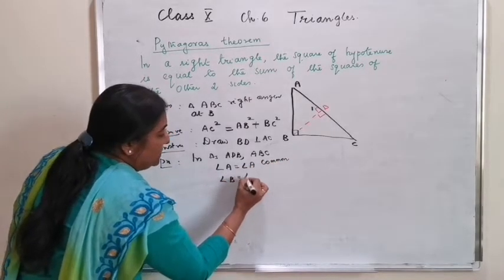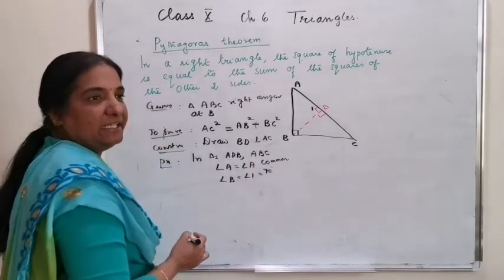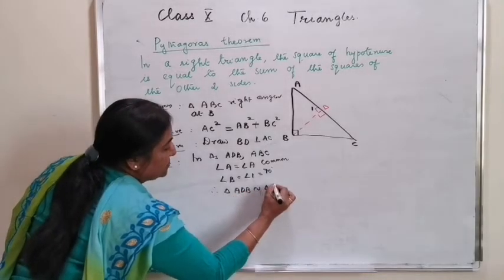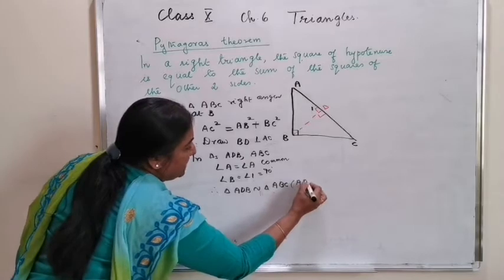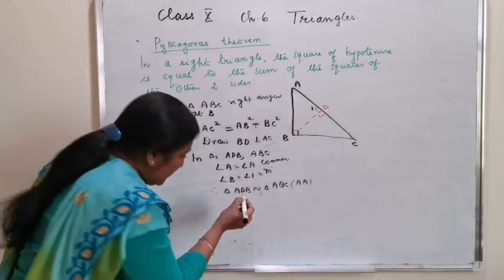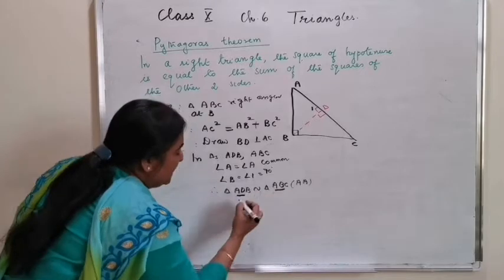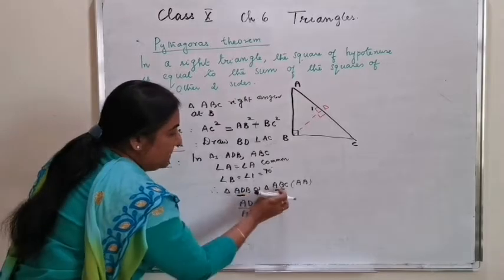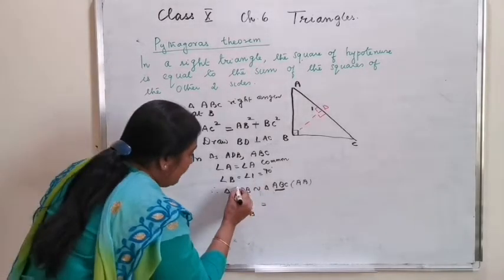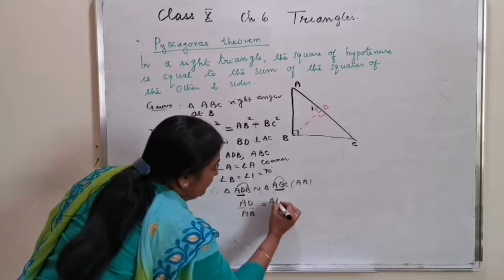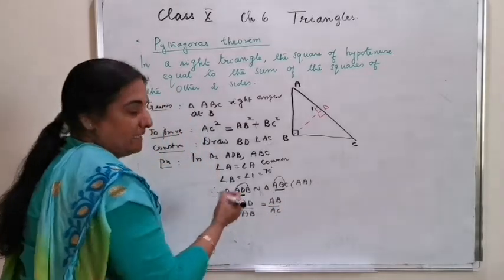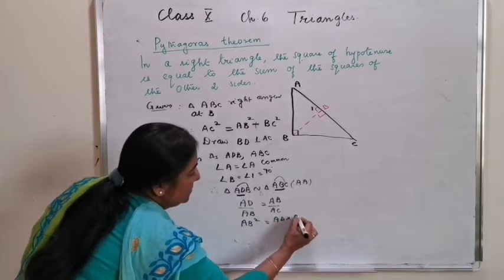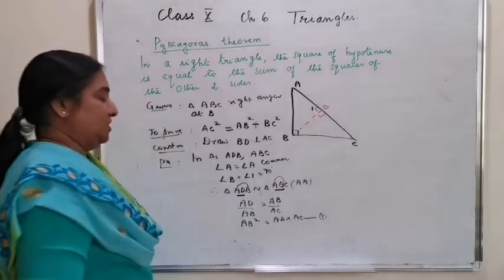Angle B is equal to angle 1 is equal to 90 degrees. Therefore, triangle ADB is similar to triangle ABC by AA similarity. The proportional sides are AD by AB is equal to AB by AC. So by cross multiplication, AB square is equal to AD into AC. Mark it as equation number 1.